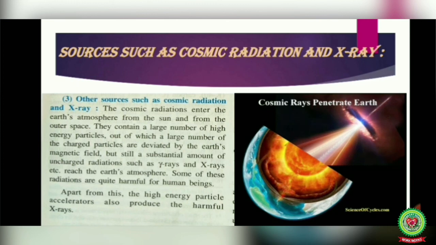Next is the last harmful source, that is cosmic radiations, which are entering Earth's atmosphere, and X-rays. The cosmic radiations enter the Earth's atmosphere from the sun and from outer space. They contain a large number of high energy particles, or accelerated particles, out of which a large number of charged particles are deviated by Earth's magnetic field. They are being sent back by Earth's magnetic field.